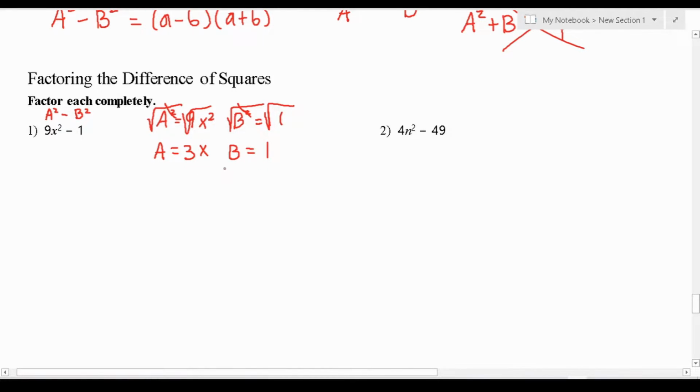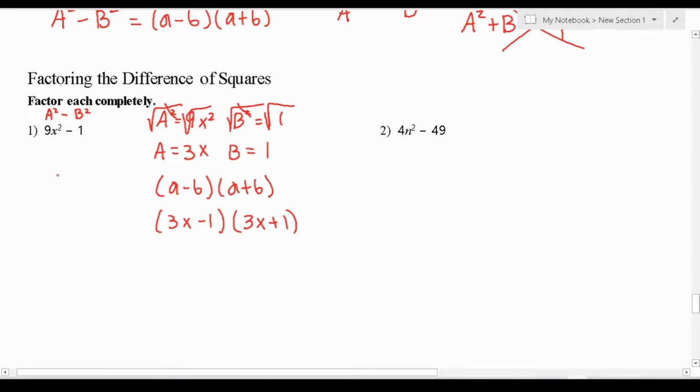So now we have a and b, and we can plug those into the form of the solution. Again, the form of the solution is a minus b, a plus b, and we know what a and b are, so let's plug those in. Again, a is 3x, b is 1, so this first pair in the solution is 3x minus 1, and this second pair is going to be 3x plus 1. And just like that, it took maybe 1, 2, 3, 4 steps, and we've factored the difference of these squares.